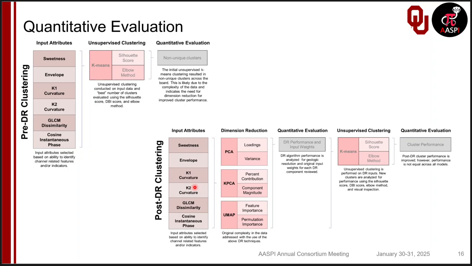And so then we bring in our dimension reduction, taking our same 6 inputs, looking at our dimension reduction techniques. Then we're looking at performance and we're looking at attribute weights, taking that, putting it into our clustering now, and reevaluating again for our silhouette score, elbow method, and then looking at overall cluster performance.